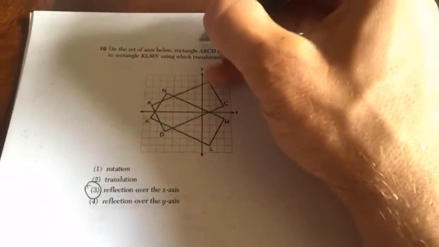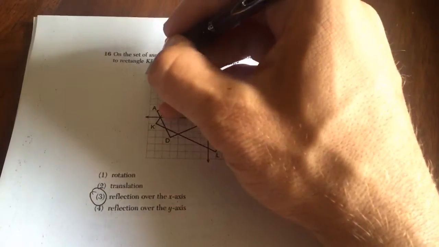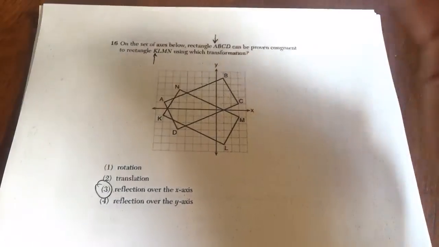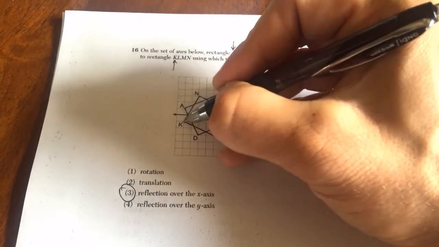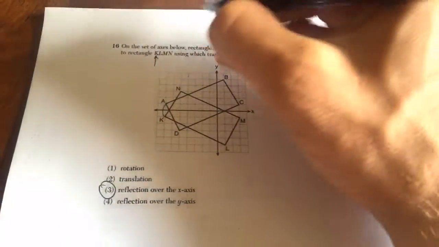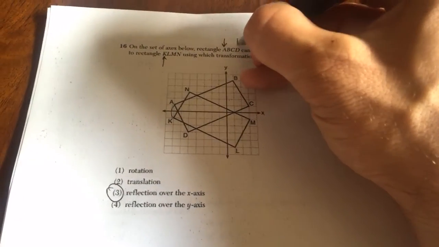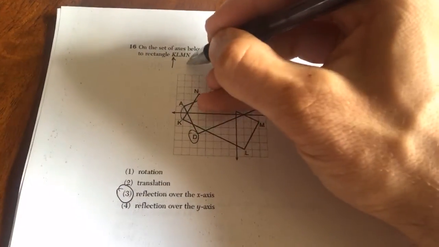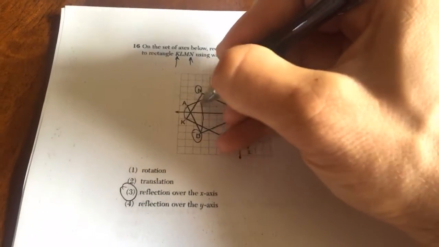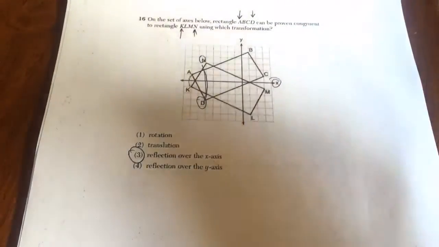And number 16, we know that vertex A corresponds to vertex K. So if you notice, going from A to K, it looks like I'm doing a reflection over the x-axis. For example, vertex D connects with vertex N, and it looks like it's a reflection over the x-axis, choice number 3.